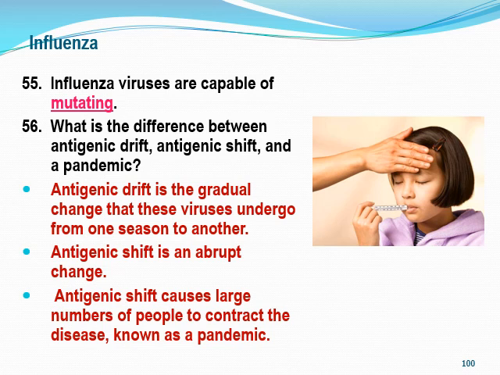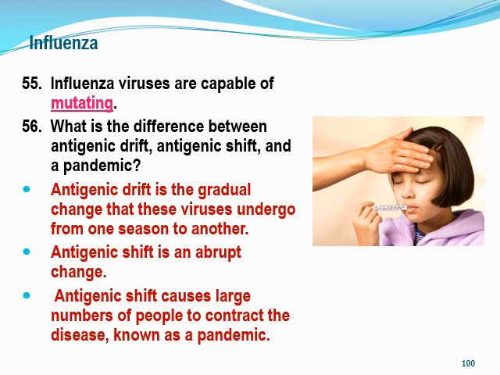They're living organisms. They adapt. They want to evolve so they can continue to live, and that's what they do. And we do not want to see that happen, because that's what causes pandemics, right? Antigenic drift is the gradual change that these viruses undergo from one season to another. Okay, that's a drift, right? Antigenic shift is an abrupt change.